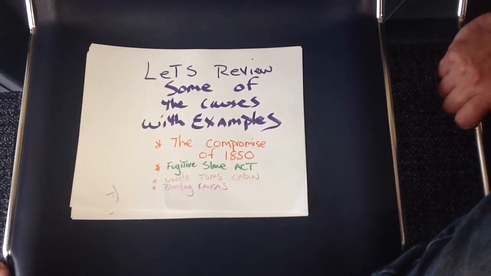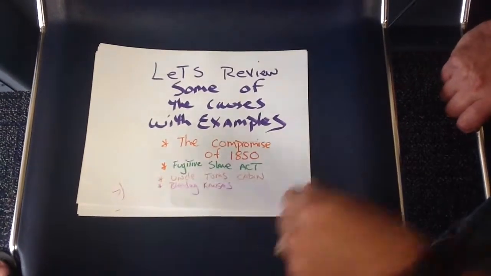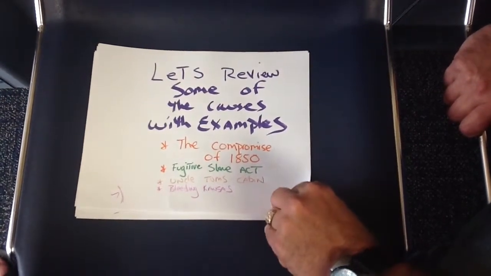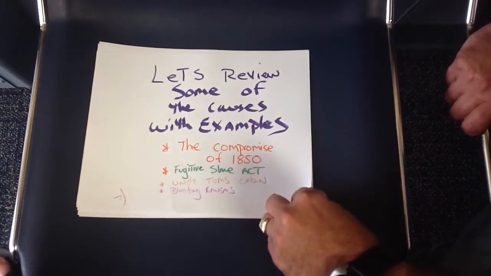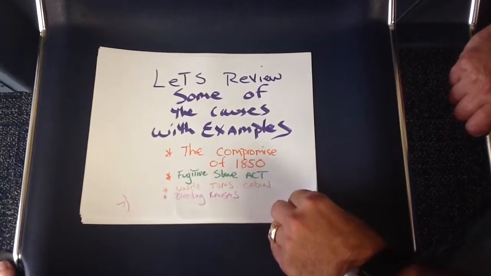Uncle Tom's Cabin is another cause. I have a slide to show you exact examples on that. The bleeding in Kansas, where popular sovereignty was introduced, and the people of that area would decide if it was going to be slave or a free area.